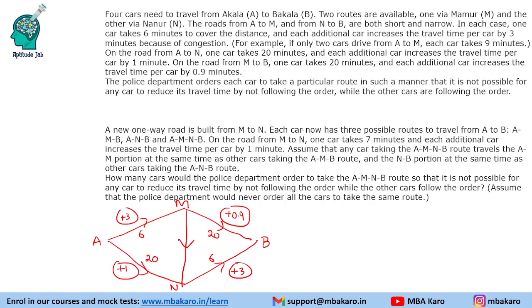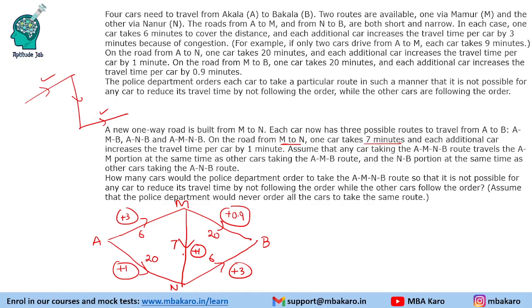Now if a car travels in this route A, M, N, B, we know these distances are already known to us. Now we should see what is the additional time in this route. It says that for M to N, the car takes 7 minutes. So the travel time is 7 minutes, and each additional car increases it by 1 minute. Okay, so that is the route diagram.